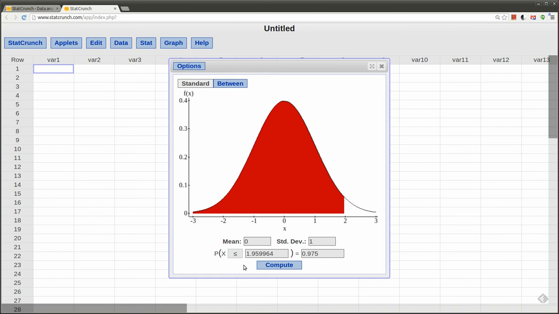For exams and quizzes, make sure that you use this number. I do not expect you to memorize it. I expect you to remember how to go find it here in StatCrunch by doing exactly this, or finding this video and watching it again while you're taking the quiz.